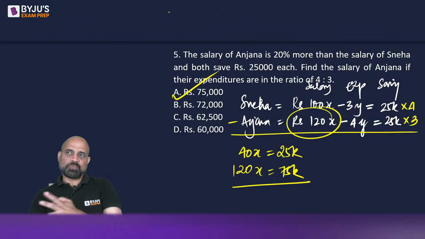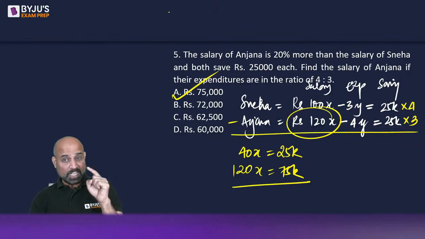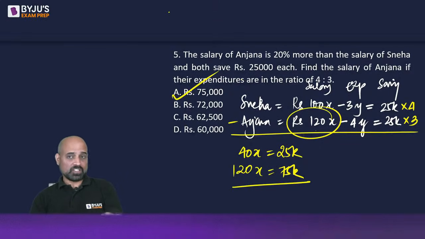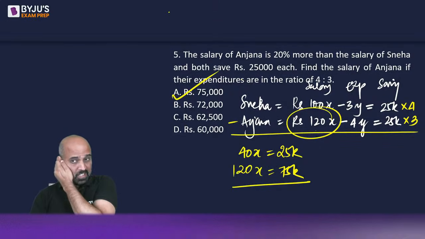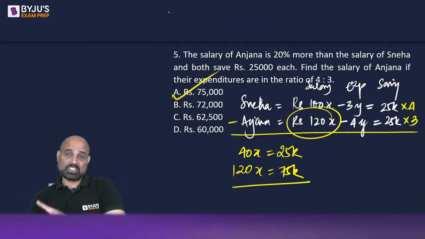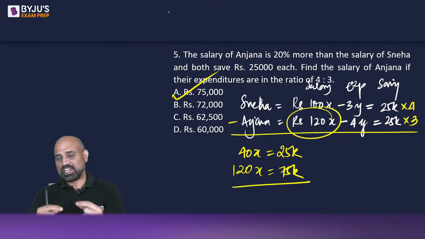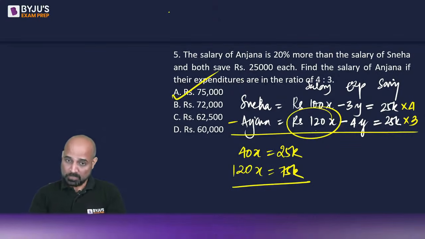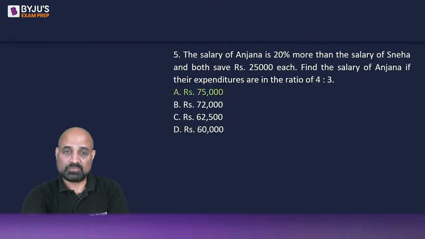Since the ratio respectively is not given, they meant that 4 is for Anjana and this 3 is for Sneha. Just because Sneha is the base, that doesn't mean her expense is given first. So tricky, the language was tricky. Thankfully, the option did not match. So option A it will be.